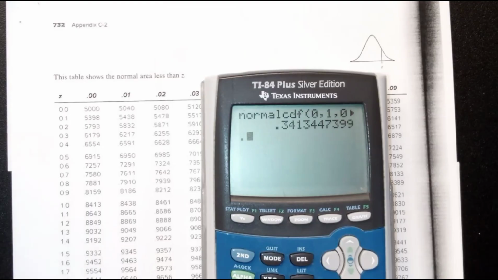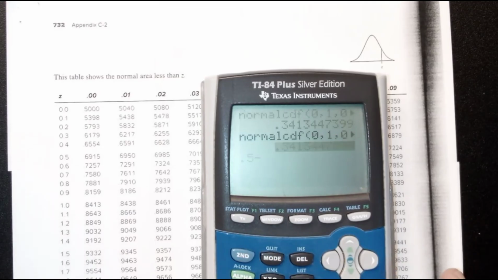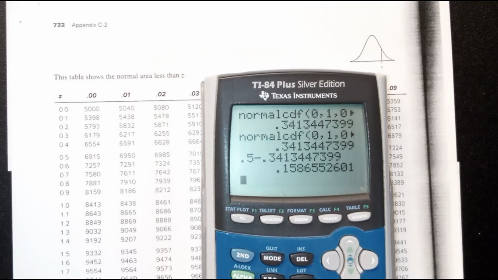And then when you do 0.5 minus this value, you get 1586. I'm not going to care about that last digit being different. If this only goes to 4 decimal places or 5 at most, and you're off in that last digit, I'm going to assume a round off of some type.